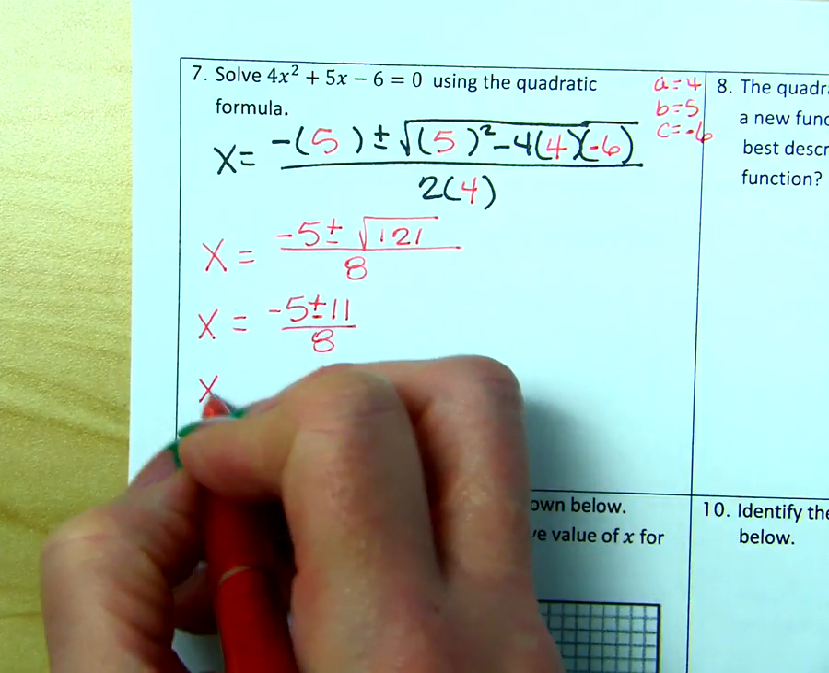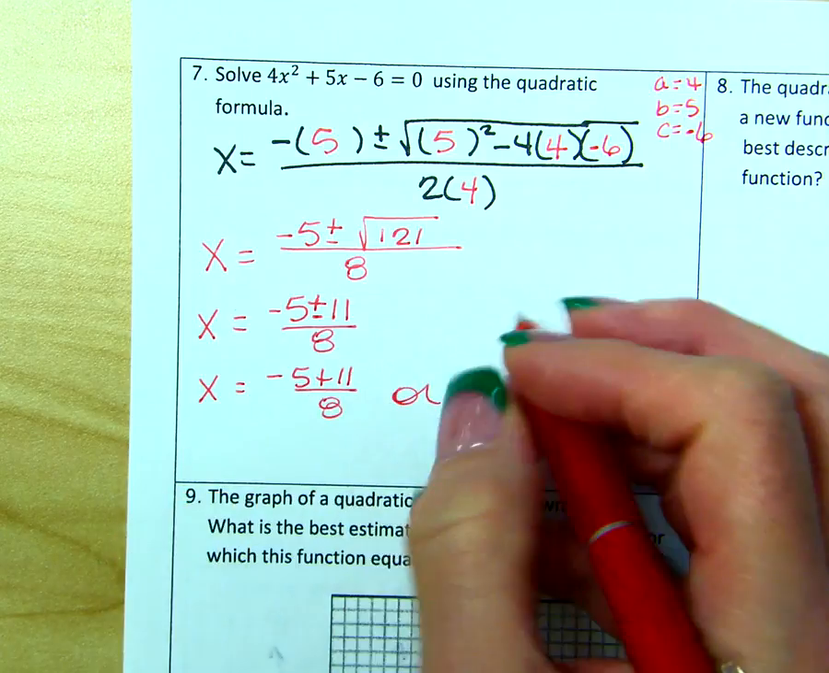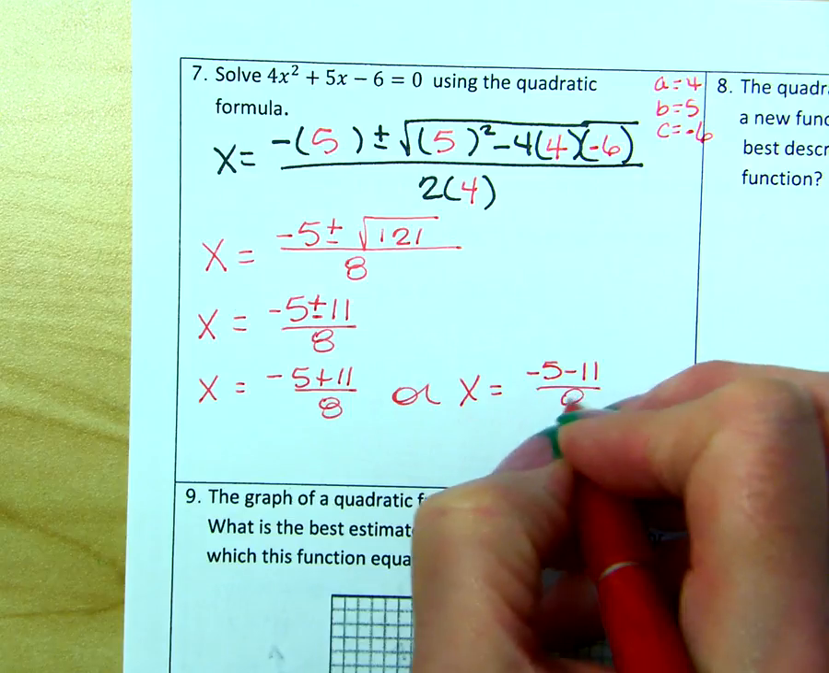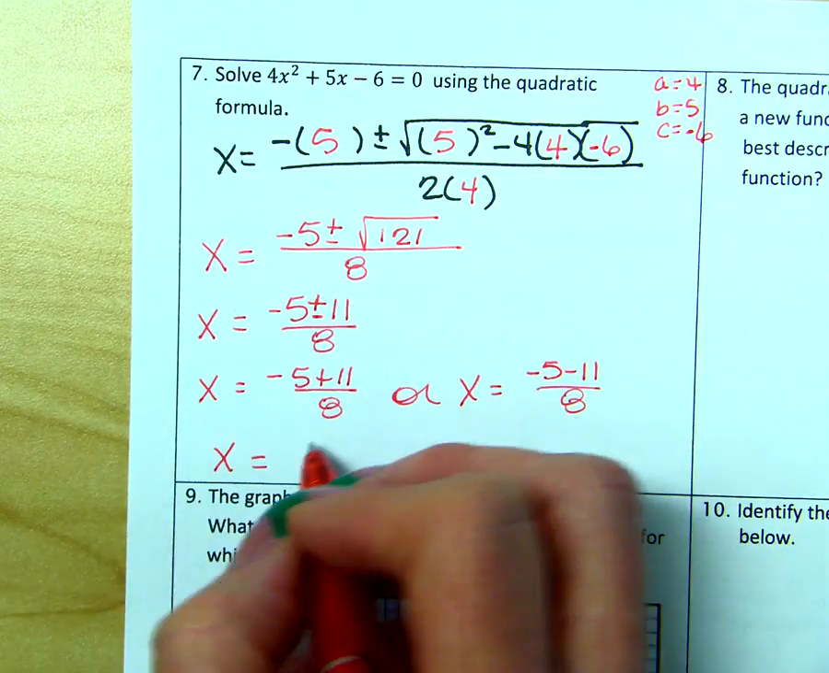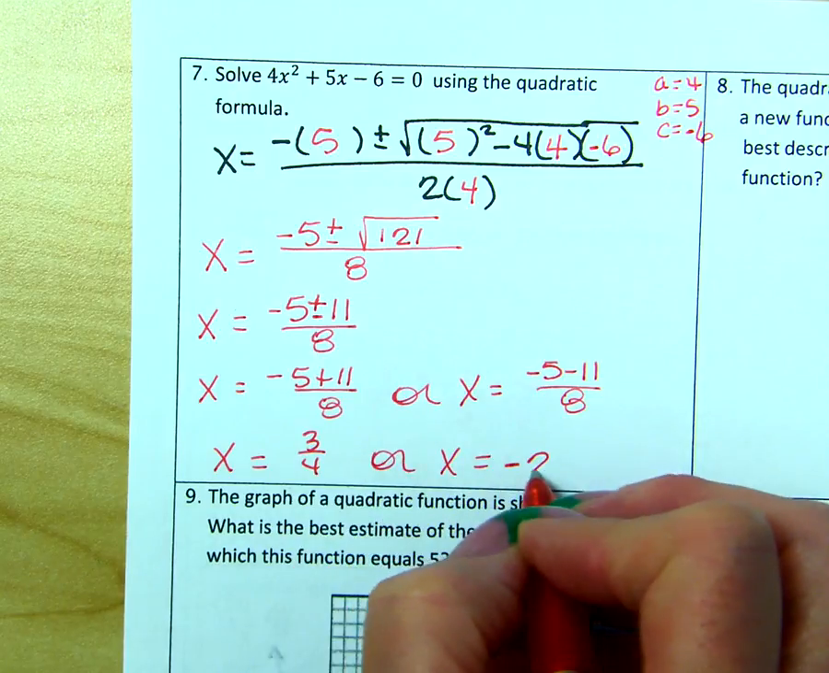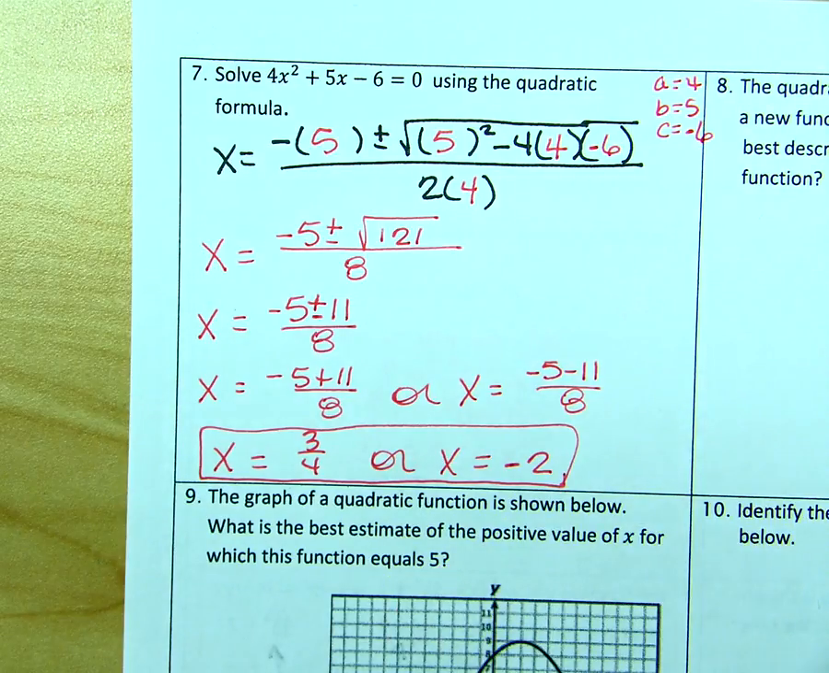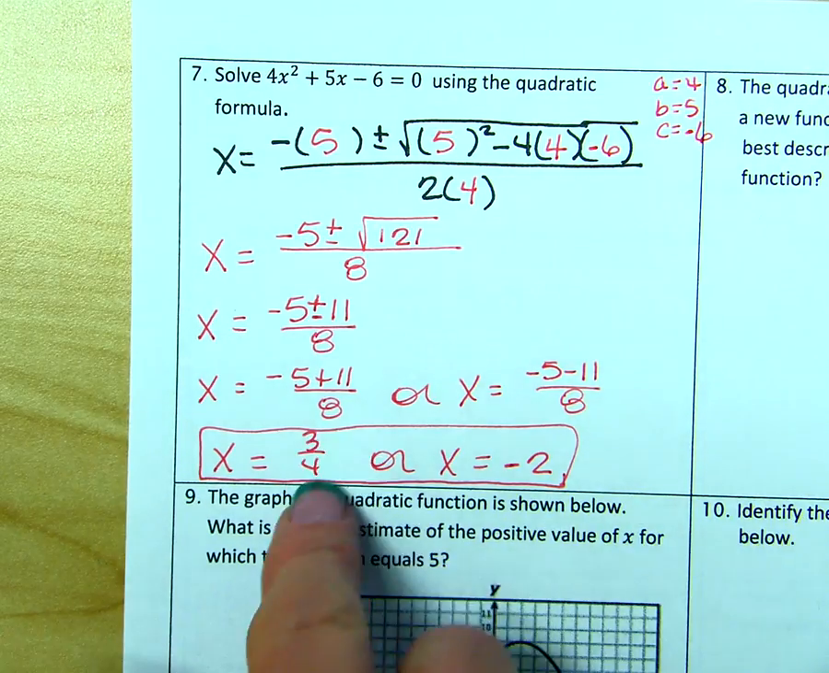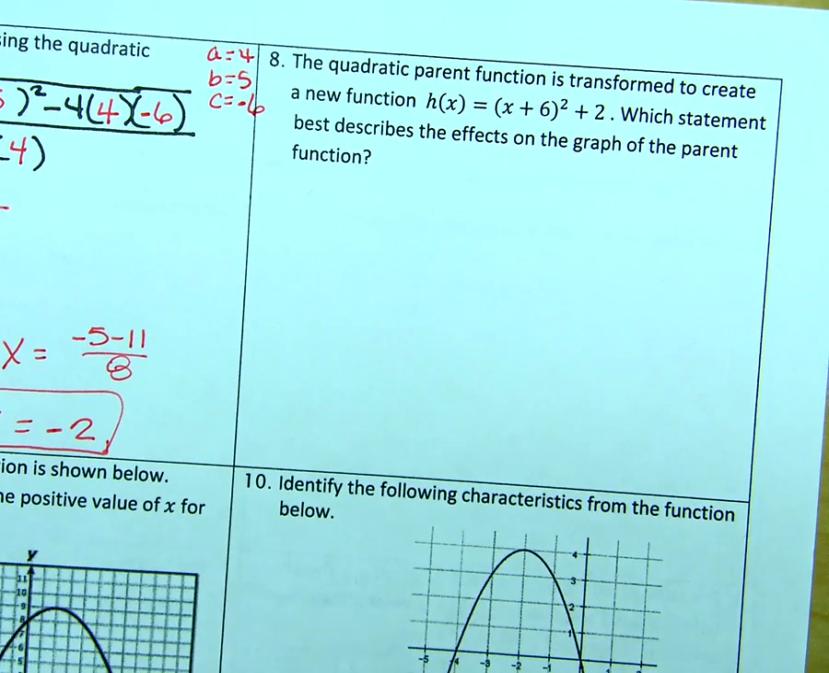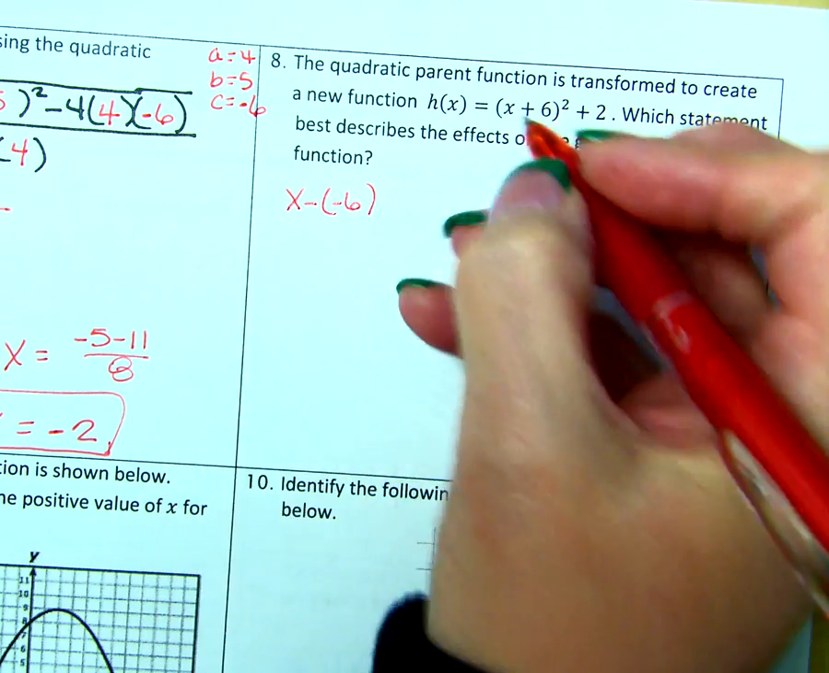So then we're going to split this up into -5 plus 11 over 8. Or our other solution would be -5 minus 11 over 8. So this is going to be x equals 3 over 4, or x equals -2. You may need to use your calculator and alpha y equals to make sure that you have simplified these fractions correctly. For problem number 8, this x plus 6, remember that's the same as x minus -6.